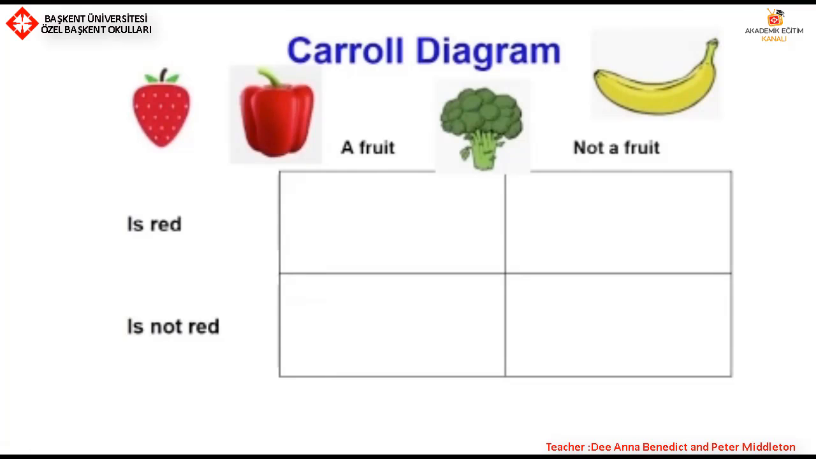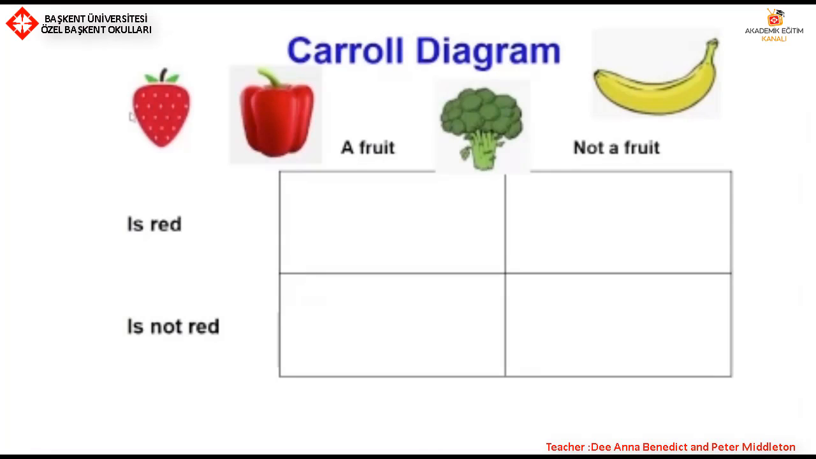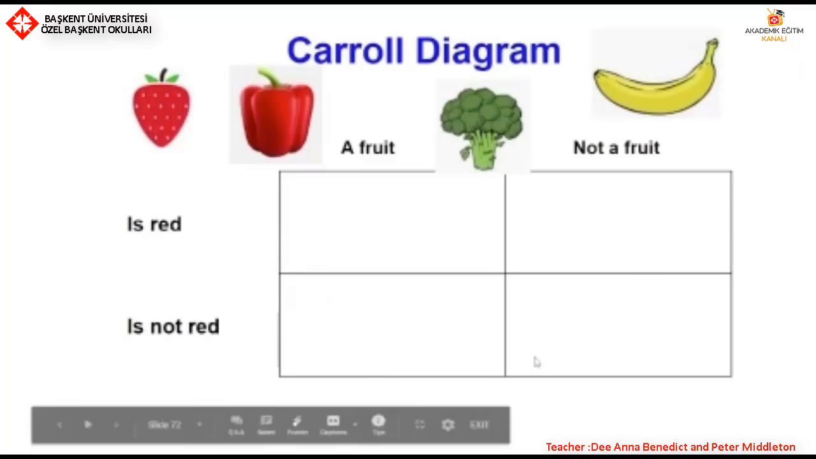Let's see. We can make this Carroll diagram. One is a fruit, but some are not fruits. Some are red and some are not red. Now let's sort these fruits and vegetables into the right square.